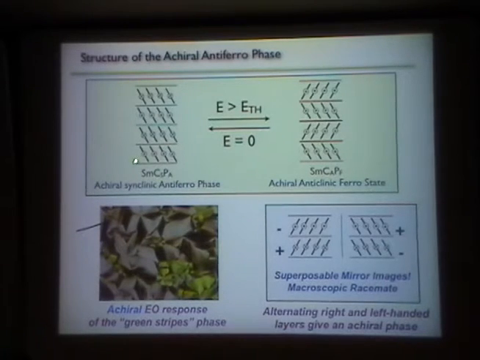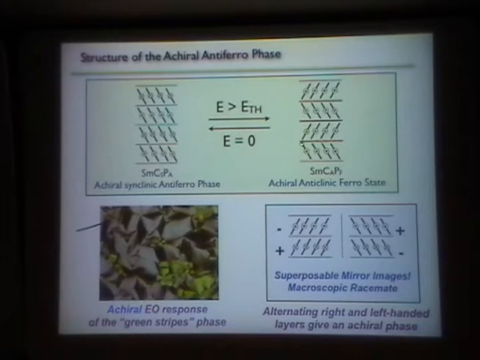Well, it's synclinic. All the molecules are tilting in the same direction, but they're alternating the sign of the chirality. So this layer is right-handed, Z cross N pointing out for this layer. This layer is left-handed, right-handed, left-handed. If you have alternating right-handed and left-handed layers, it's achiral, right? I mean, the phase is achiral if the layers are alternating. So this is an achiral antiferroelectric phase. And when you put a field on, it turns into this achiral ferroelectric phase.